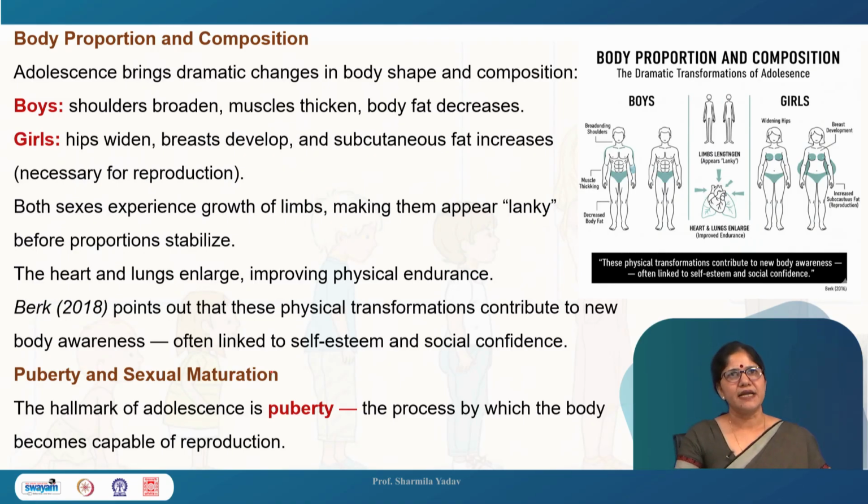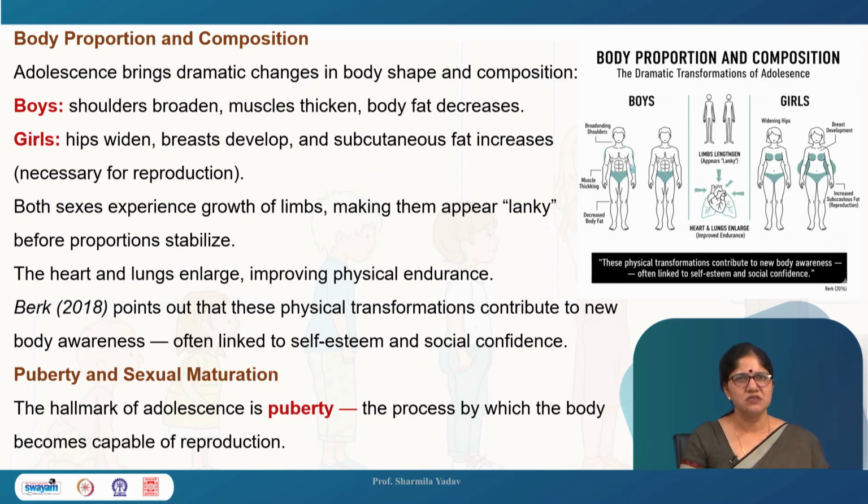Body proportion and composition. Adolescence brings dramatic changes in body shape and composition. In boys, shoulders broaden, muscles thicken, and body fat decreases. In girls, hips widen, breasts develop, and subcutaneous fat increases, which is necessary for reproduction. Both sexes experience growth of limbs, making them appear lanky.